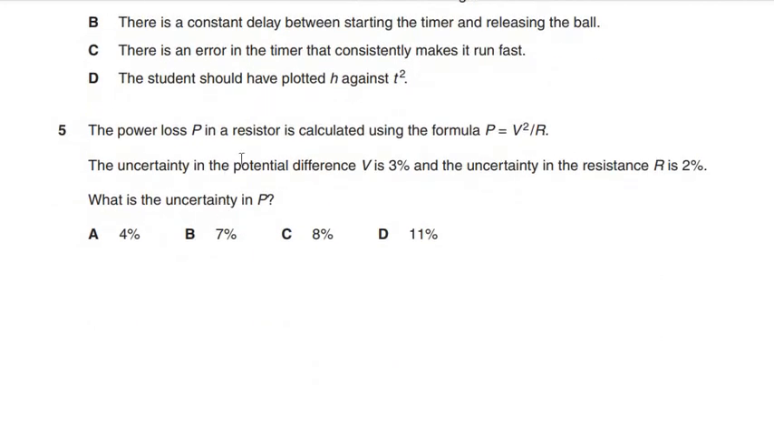So 5 is a very simple question. P is equal to V squared by R. The uncertainty in the potential difference is 3%. Uncertainty in resistance is 2%. So V squared by R. V is going to have an uncertainty of 3%. So V squared is going to be 3% plus 3%. Remember, when there's multiplication or division, you add the percentage uncertainty. So it's going to be V plus V plus R. So that's 3 plus 3 plus 2, and that gives you an answer of 8%. So answer to 5 is C.